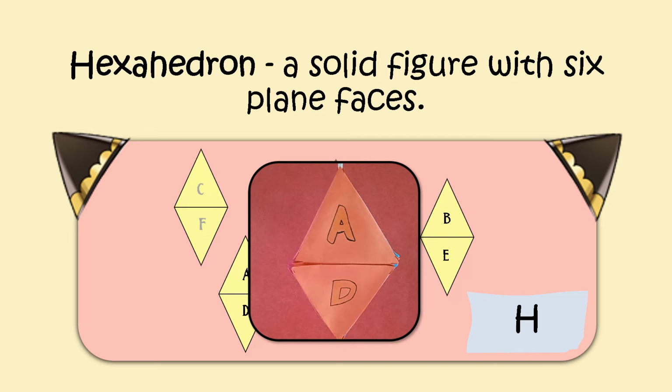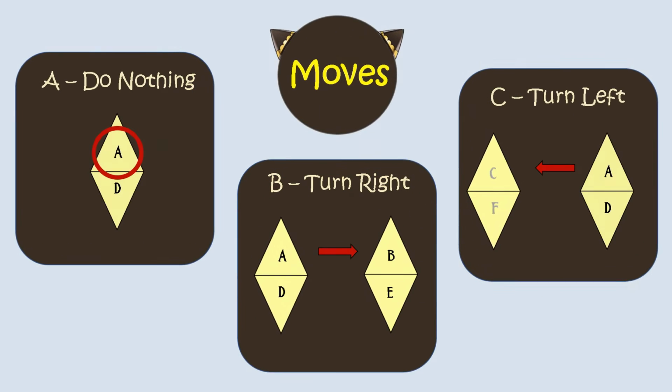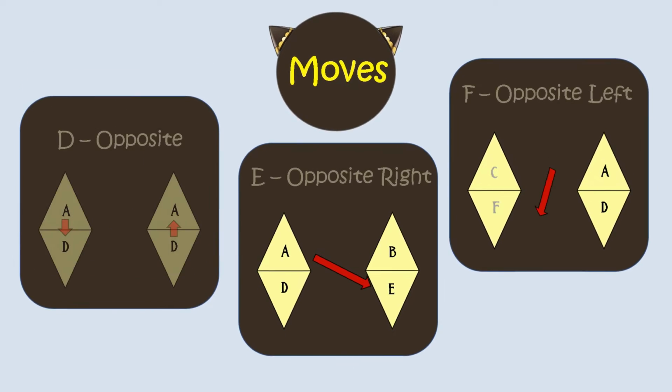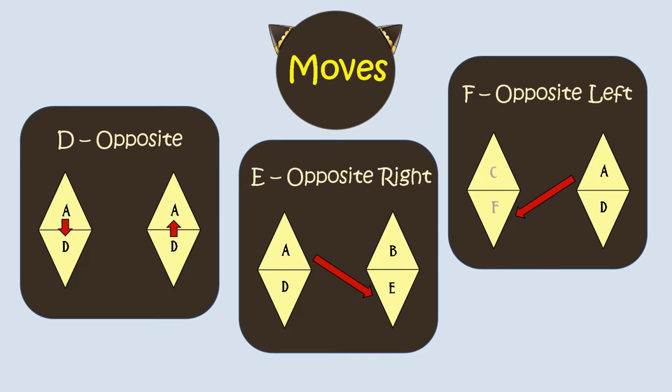Okay, let's move on to the movement for each letter. So A, do nothing. B, turn the figure right. C, turn the figure left. D, the opposite. E, opposite then right. And F, opposite then left.